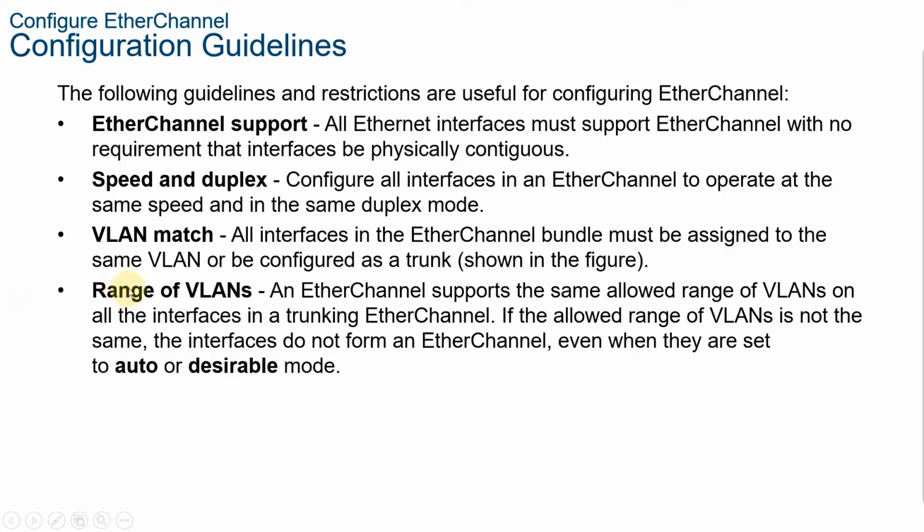Range of VLANs. An EtherChannel supports the same allowed range of VLANs on all the interfaces in a trunking EtherChannel. So if the allowed range of the VLANs is not the same, the interfaces do not form an EtherChannel, even when they are set to auto or desirable mode.